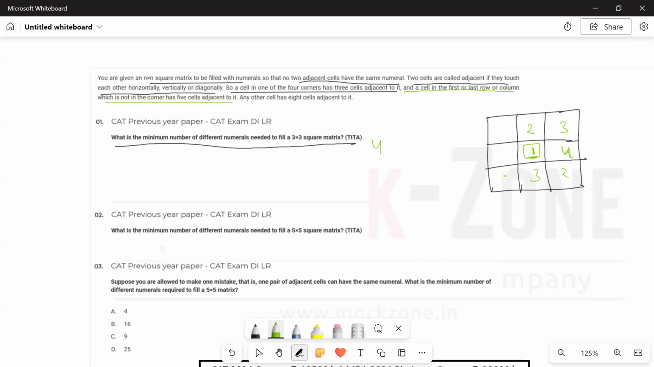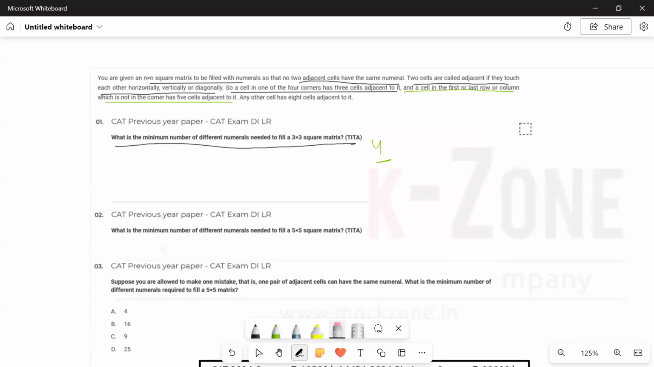Here it has to be either 2 or 4. Let's say we put 2. This one has to be 4, and this one has to be what? It cannot be 1, 4, or 2. It has to be 3. So for the center cell, which has the maximum number of adjacent cells, it can be filled with 4 different types of numerals. So it can be replicated to any size of matrix, whether 3 by 3, 5 by 5, 4 by 4, 10 by 10, or 100 by 100. The answer will remain the same. The minimum number of numerals would be 4.